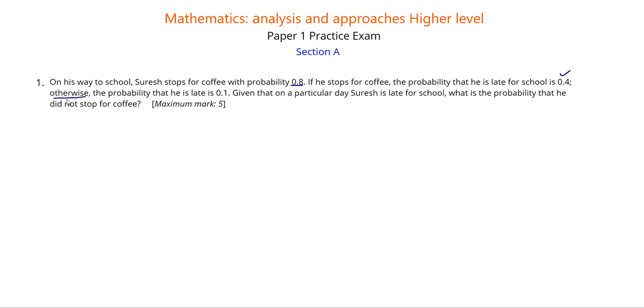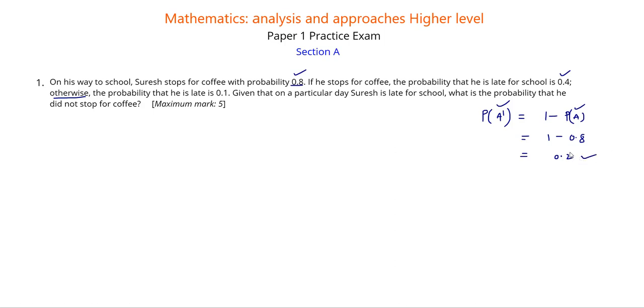Otherwise means if he does not stop for coffee. We all know that the probability of any complement event is 1 minus the probability of that event. So the probability that he stops for coffee is 0.8. Let us say A is the event that he stops for coffee. So the probability that he doesn't stop for coffee, A complement, is given by 1 minus the probability of that happening, which is 0.2. Therefore, the probability that he does not stop for coffee is 0.2.